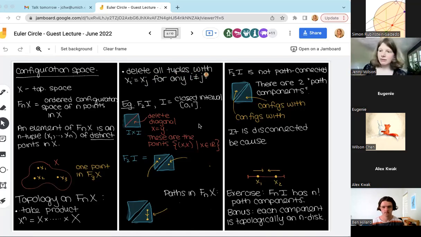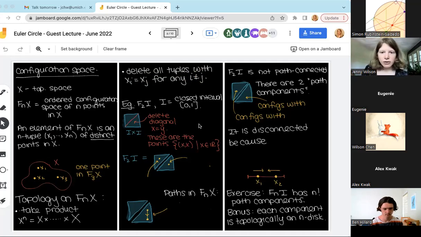So I delete from my Cartesian product all of the points where two or more of the coordinates are equal to each other. Those would be the points where, like, if x1 and x2 were both this point right here, that's not in my configuration space. It's in the Cartesian product, but not in the configuration space. So I delete those.